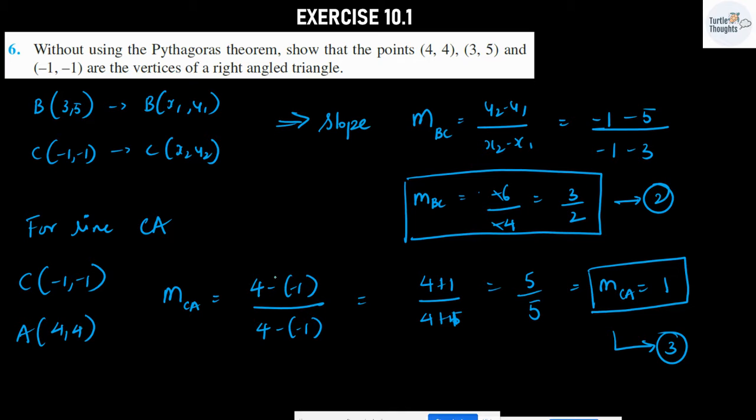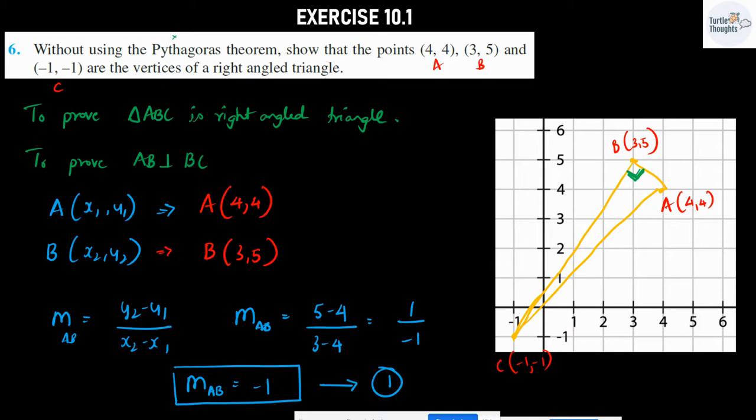4 plus 1. Okay. 4 minus of minus 1. Minus into minus is going to be plus. So this I can write as MCA. The slope of CA, line CA, is going to be y2 minus y1 divided by x2 minus x1, where you can take this as x1 y1 and this point can be taken as x2 y2. Okay, now did you get it?